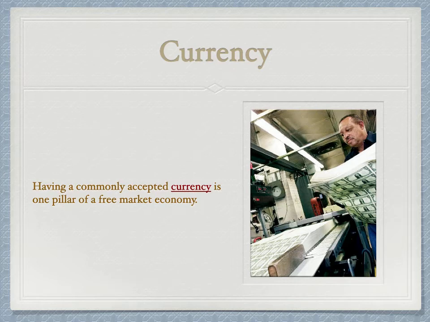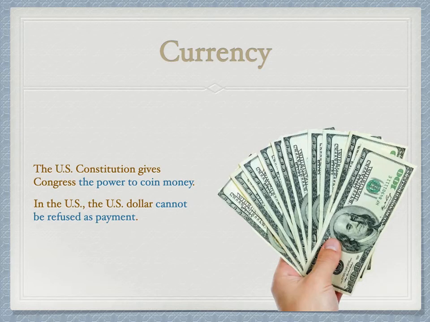And so if you're just dealing business to business or person to person, you may or may not trust them fully. But if the US government backs up its currency and says, this is our currency and we support it, and by law it needs to be accepted as payment, then people can trust it. The US Constitution gives Congress the power to coin money, and the US dollar cannot be refused as payment for most transactions.